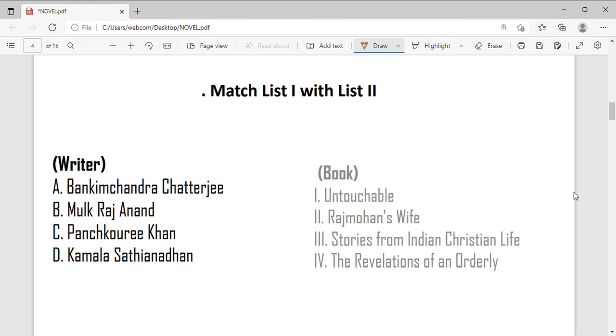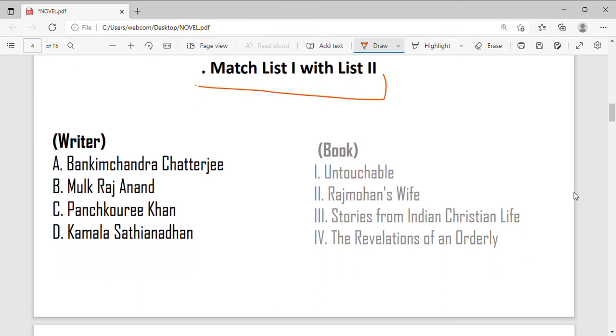Then let's come here. Another question we have: match the following list. Bankim Chandra Chatterjee, Sahitya Samrat of Bengal, Emperor of Literature. He has published Anandamath. We know Anandamath was published in English as The Abbey of Bliss. He is also the composer of Vande Mataram. He wrote this work called Rajmohan's Wife in 1864.